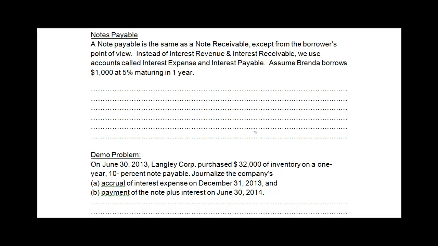So, we previously, in I think Chapter 9, introduced the concept around a note payable. A note receivable in current assets. Note payable is just the opposite side of the business transaction. So what is a note receivable to one group is a note payable to the other party. Okay? And so instead of using interest revenue and interest receivable, we use interest expense and interest payable. Same sort of deal though, right? Assuming Brenda borrows $1,000 at 5% maturing in 1 year, well, at the time of borrowing, she would record a debit to cash and a credit to note payable.